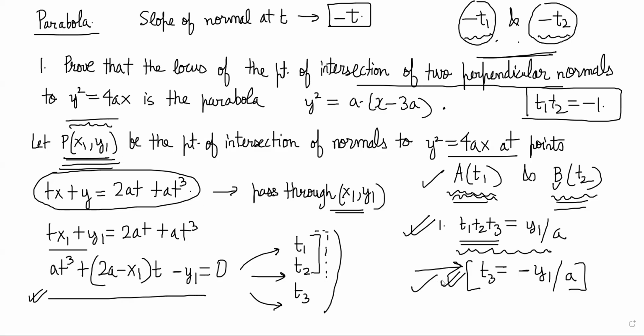And then we realized that the normal through T3 will also pass through x1, y1. We wrote the equation of the normal. We put the point x1, y1 into it. And then used the condition T3 is equal to minus y1 by a to basically eliminate T3. That gives us a relation between just x1, y1, which is the locus that we needed. So that concludes this problem. Let's look at the second question.